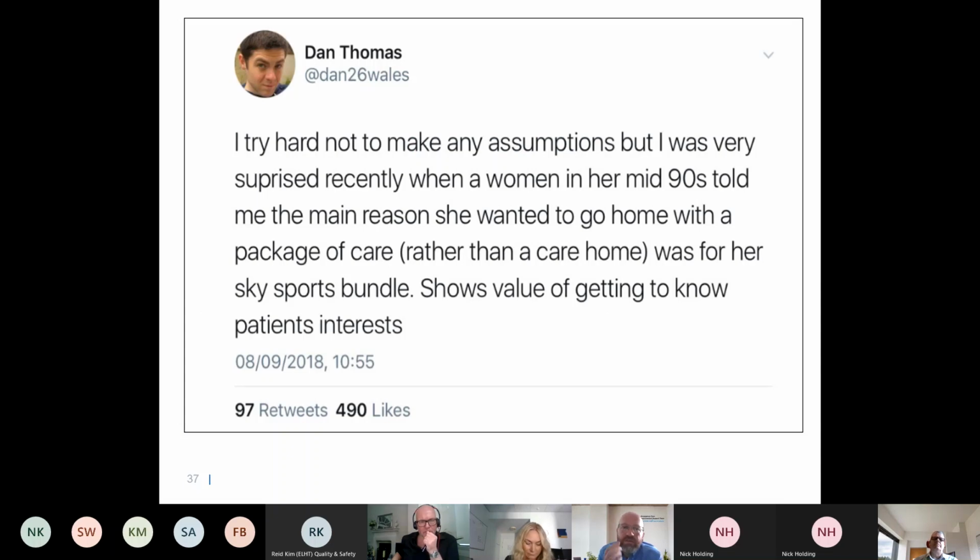And Dan Thomas here, a doctor, tweeted around this as well. He tries hard not to make assumptions, but was very surprised recently when a woman in her mid-90s told him that the main reason she wanted to go home with a package of care rather than to a care home was for her Sky Sports bundle. Shows the value of getting to know patients' interests. So, what matters to you? And that was the key thing that happened to this lady in the mid-90s, the Sky Sports bundle. And that had mattered to me too.